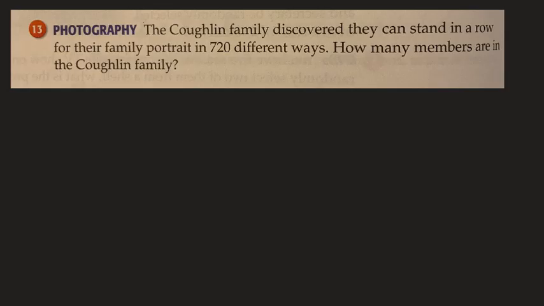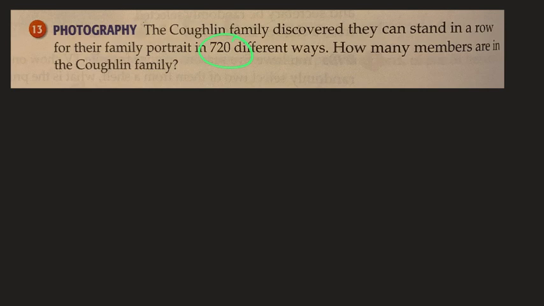All right, here's our last question. This one's kind of a tough one because you have to think backwards. So they're telling us the answer. The Coughlin family discovered they can stand in a row 720 ways. So you've got to figure out how many members do they have in their family.